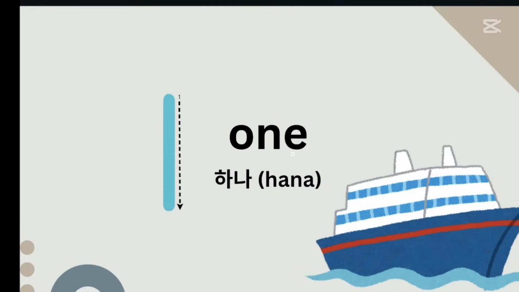Another number here is the number 1. So, simply draw a line from top to bottom. And then, the number word starts with letter O and E. So, 1. O and E.